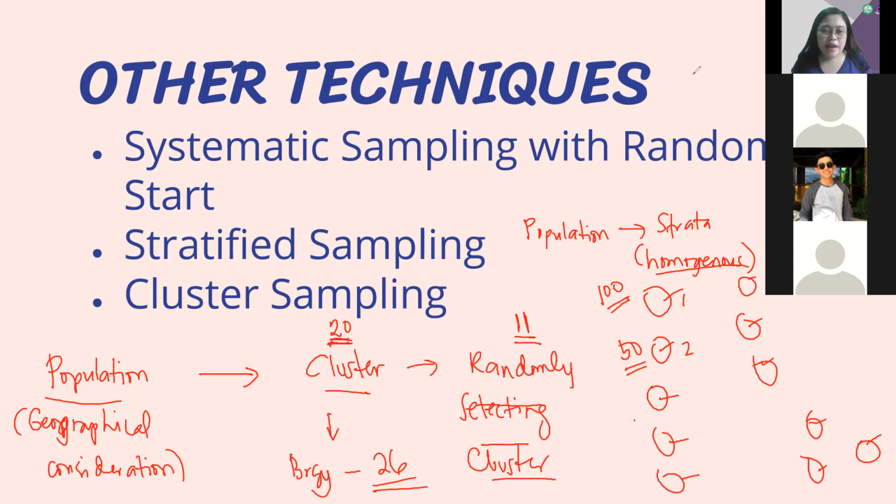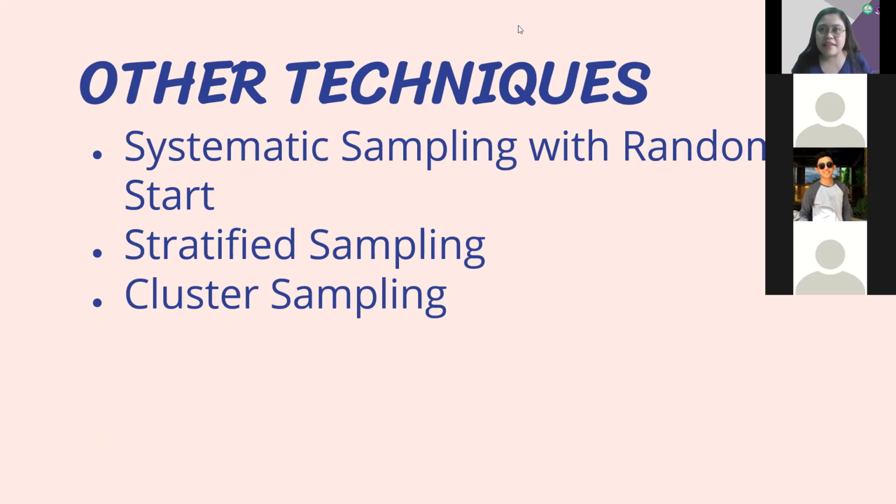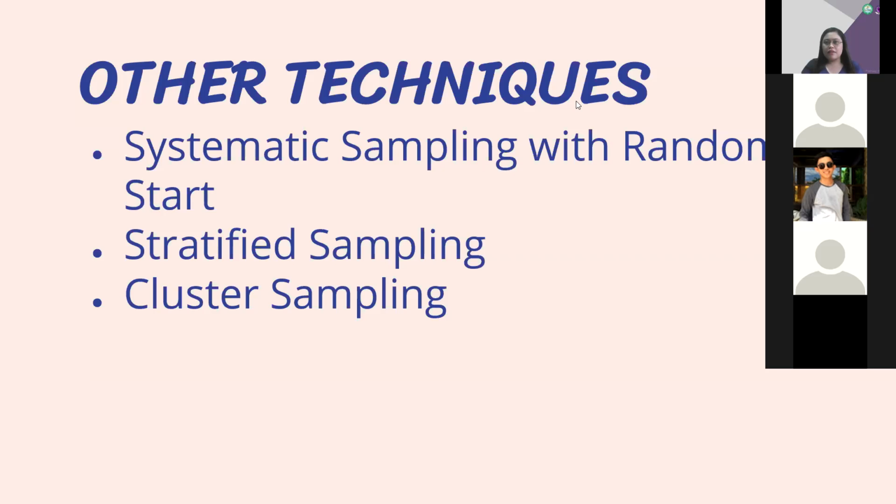Sige. So the last one will be the so-called systematic sampling with random start. Let us also look at the video para ma-picture out niyo siya. Okay. Again, that's systematic sampling with random start. You will still assign numbers for the members sa imong population. And then you will still compute for the sampling size. Pero you will have to compute additionally the sampling interval.